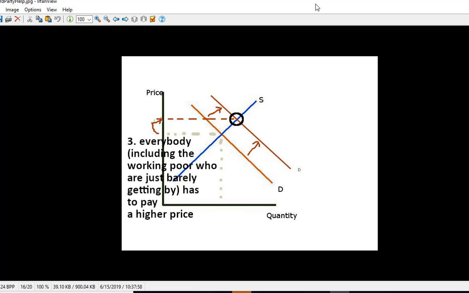But what does that do? That raises the price, so that everybody, including those working poor who are just barely getting by, maybe working 2 minimum wage jobs, they're going to find that their rent increased because of all that increased demand. And it's going to make it tougher for them to make ends meet.